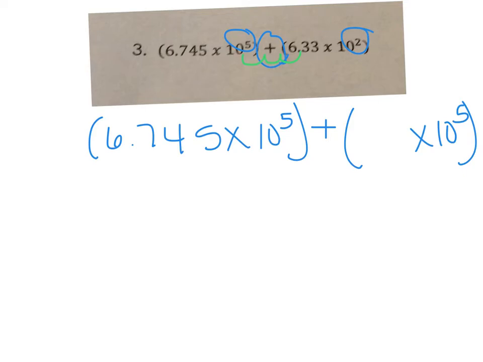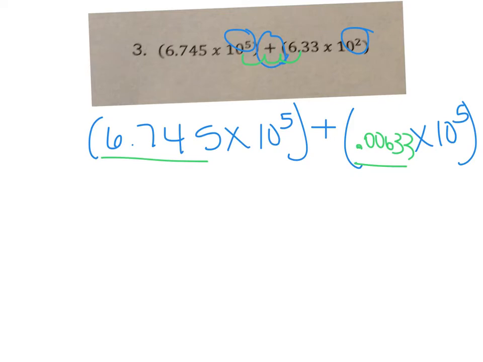Okay, so my second number is going to change to 0.00633. Again, do not leave out any digits. Okay, I have the same exponent. I'm ready to take the two numbers and add them. Make sure you do it on the calculator. Don't try to do decimals in your head.